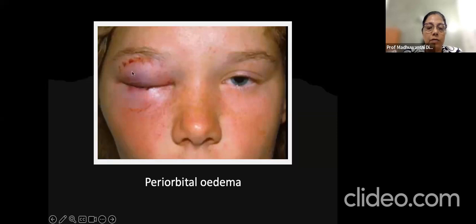So this can be the outward appearance of even a globe rupture, or even a blowout fracture, or any sort of grave damage could be there inside or covered by the lids. So therefore, it is very important, even if you can't identify, or if the patient is not cooperative, or if the child is crying, then it is very important to send the patient for further evaluation, because even if it is a minor trauma, later it can develop into a severe condition. So periorbital edema is a result here of blunt trauma.